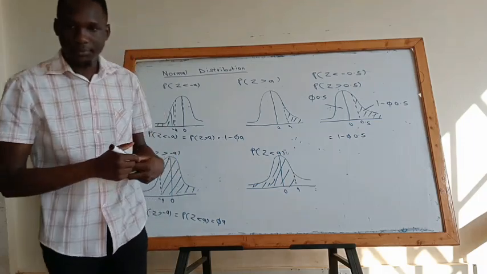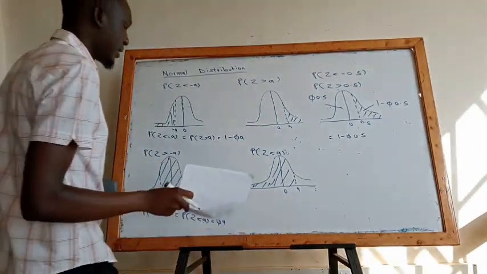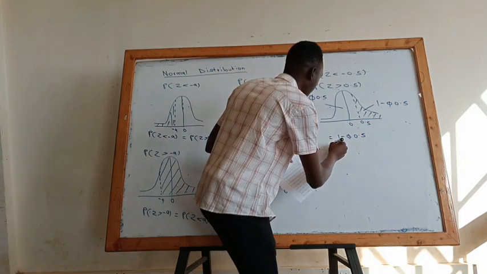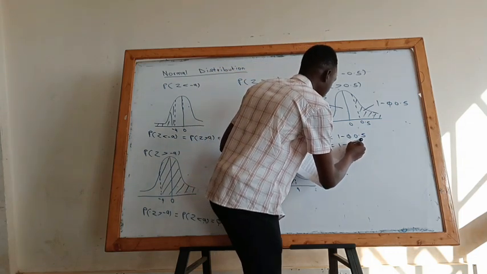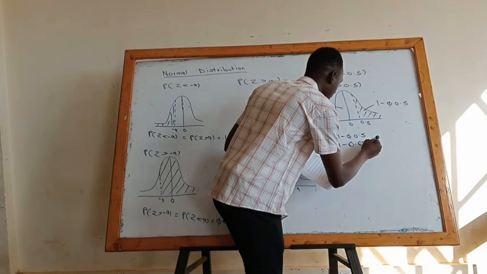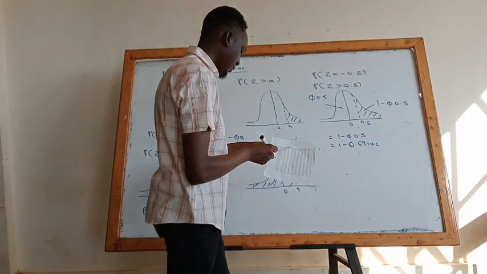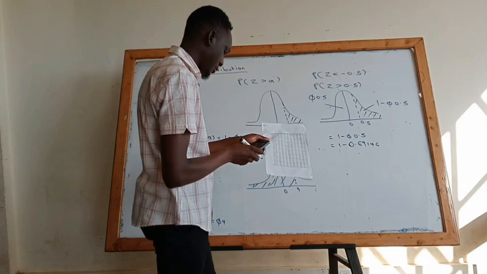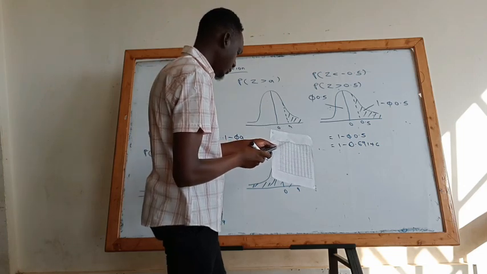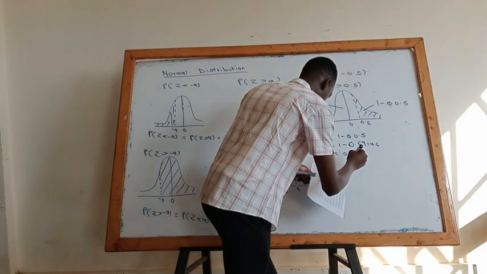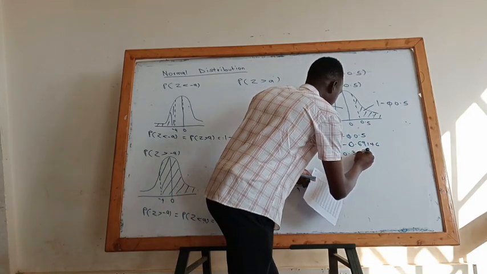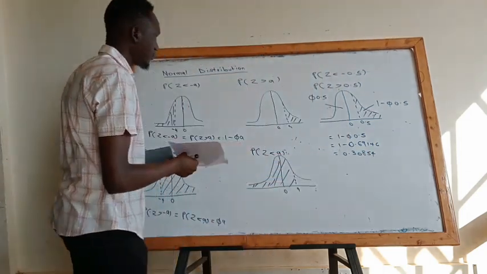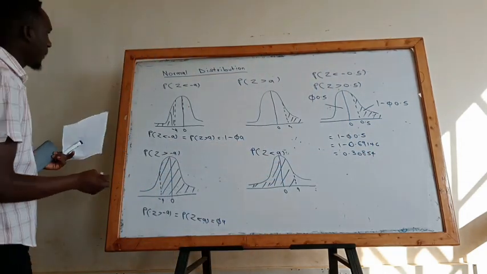From our table, we find that phi 0.5 is 0.69146. So we have 1 minus 0.69146, which is equal to 0.30854. Hope it's clear.